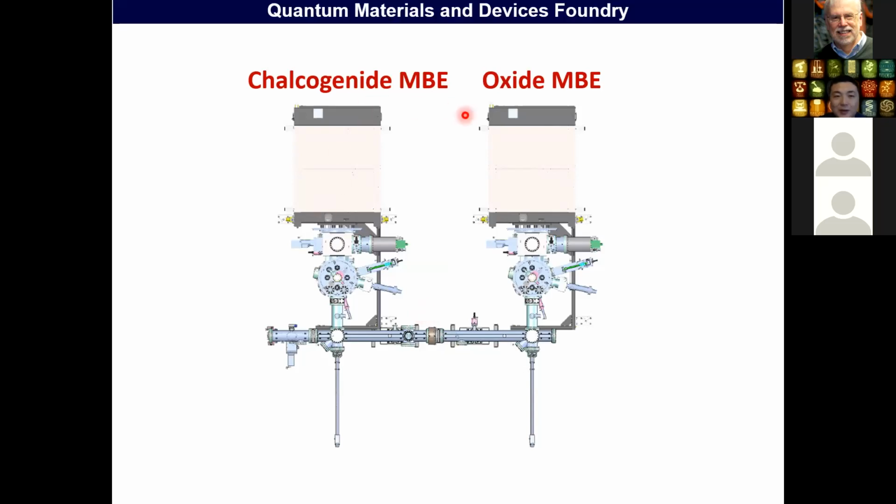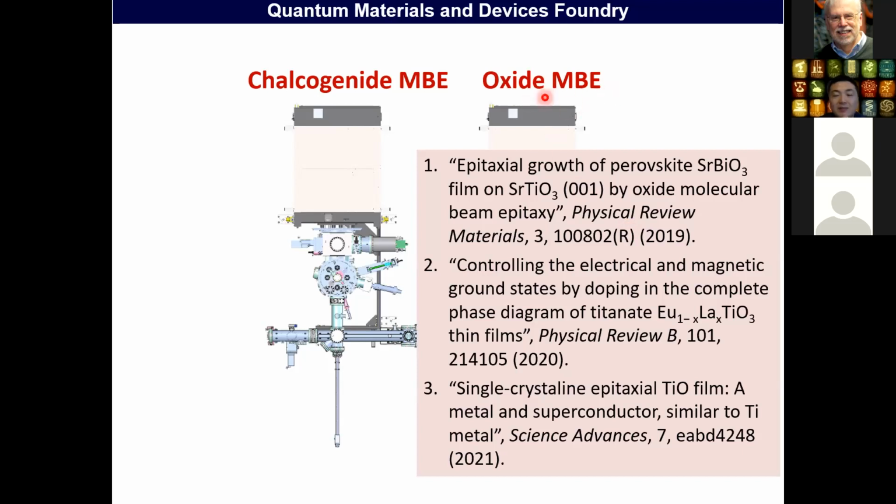So my group has 2 MBEs, a chalcogenide MBE and an oxide MBE. In the oxide MBE part, so far we have published 3 papers on different materials. The first material is the parent compound of another group of high TC superconductors, the bismuthates. The parent compound is strontium bismuth O3, and if you dope this material with potassium by 40%, the TC can be as high as 50K. So we've been working a little bit on this material.